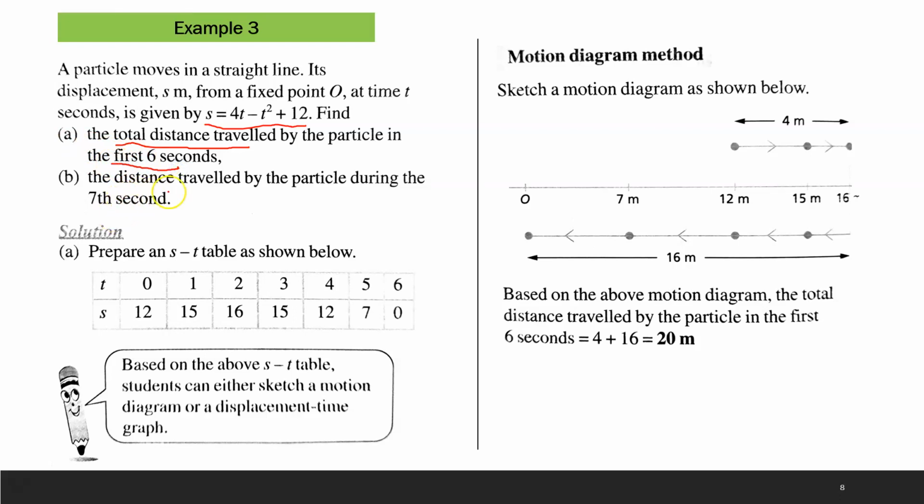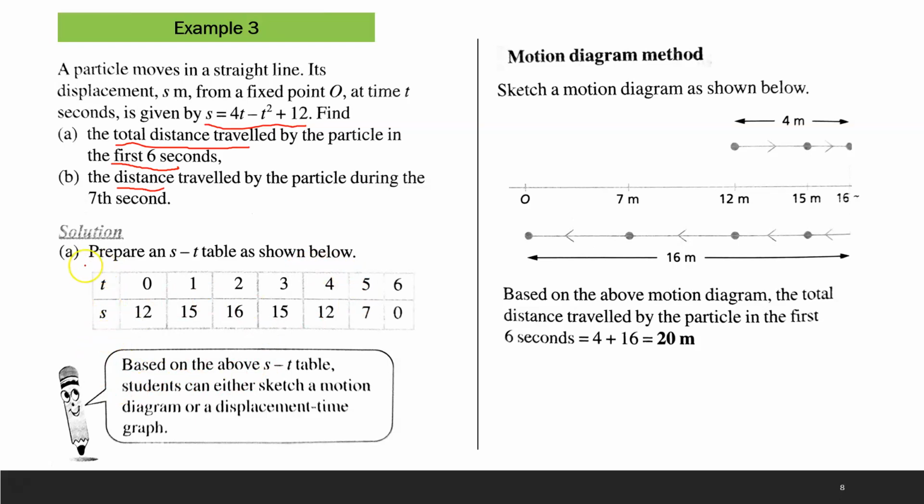And the second one, the distance. Ini distance sahaja. Tadi tu ada total distance. Ini ada distance saja. During the 7 second. Okay. Okay, so let's see the solution. Prepare an S to T table as shown below. So, kita buatlah table S dengan T.